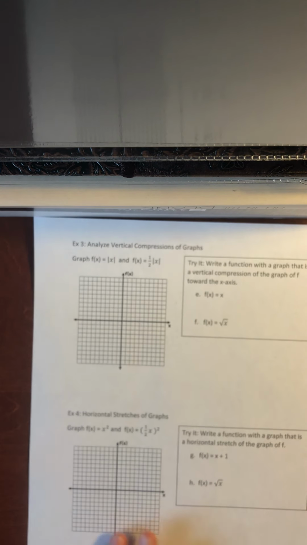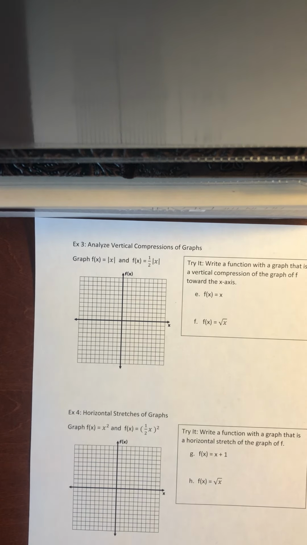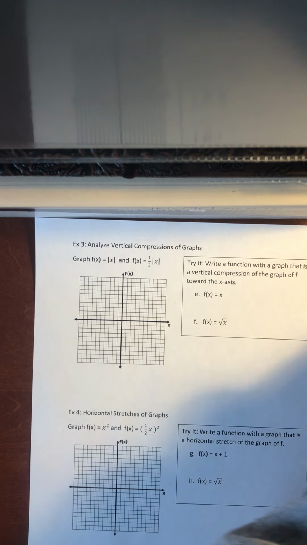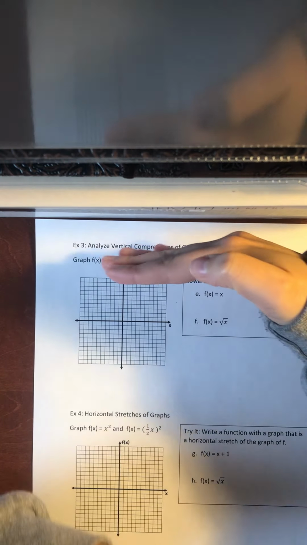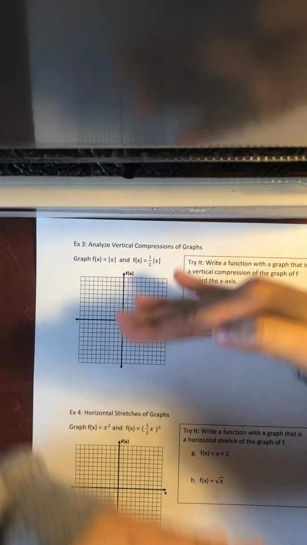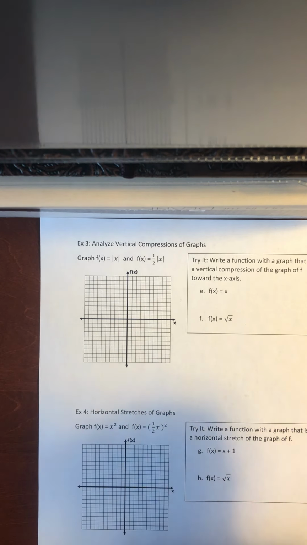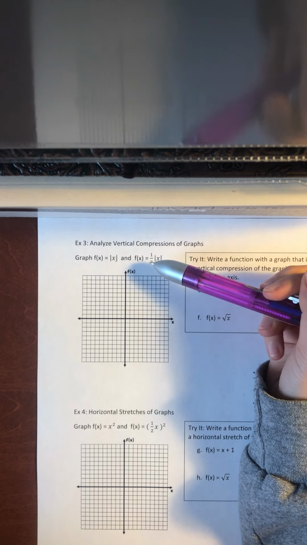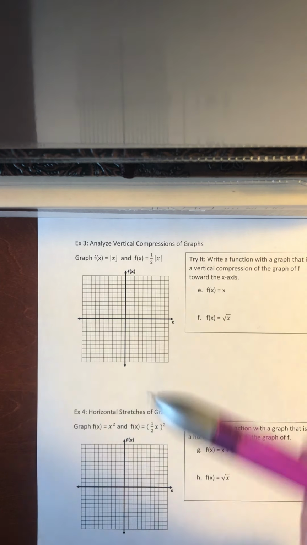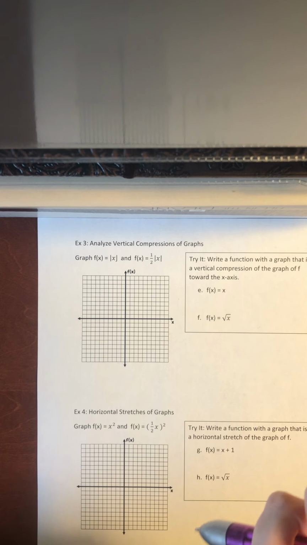Okay, now let's do this. All right, so now we're doing vertical compression. So now what's happening is we are squashing the graph like this, and when we squash the graph, it's going to become wider. Okay, so vertical compression. So we have the absolute value of x, and then we have 1/2 times the absolute value of x. We have a fraction in front.